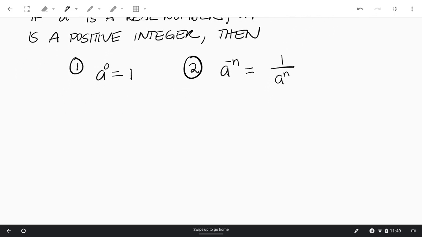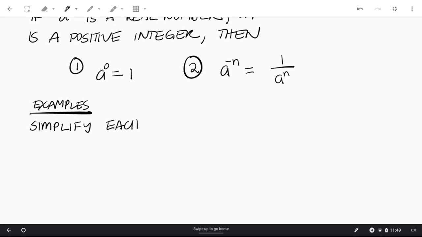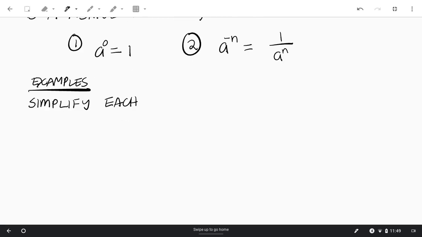All right, so for example, let's go ahead and simplify each of these. So number 1, if you have this fraction 4 over 7 to the 0 power, again, you have that 0 power, so this fraction raised to the 0 power should equal what? 1. So if you said 1, you are correct.